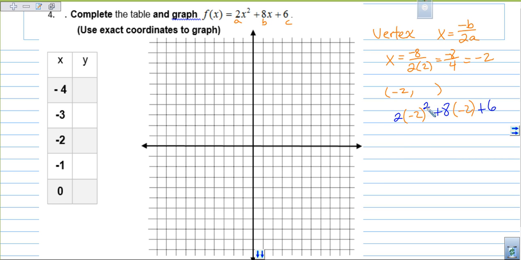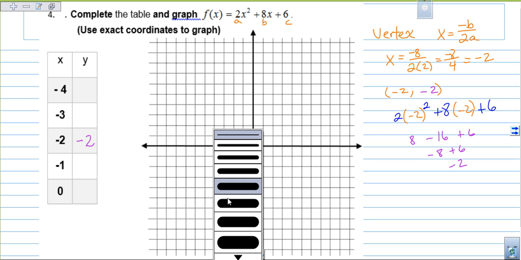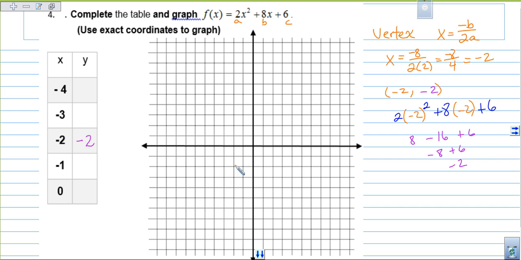And then when we solve this, you get negative 2 squared, which is positive 4. 4 times 2 is 8. 8 times negative 2 is negative 16, plus 6. 8 minus 16 is negative 8. And then you bring down your plus 6. Negative 8 plus 6 is negative 2. So then you get negative 2, negative 2. And if you look on our table, put negative 2 right next to negative 2. And then I'm going to make a dot at negative 2, negative 2, which is right there.